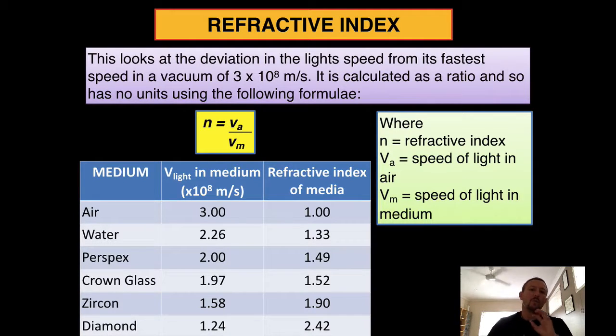Diamond is one of the densest materials that we can pass light through. It has a refractive index of 2.42. Now this means that it basically slows down light that much. So we can look at a variety of things where we might say that an object changes the speed of light by a certain percentage. Well, if you know what light comes in at and you know the percentage change, you can then calculate the speed of light, and from calculating that speed of light in that media, you can then calculate the refractive index.